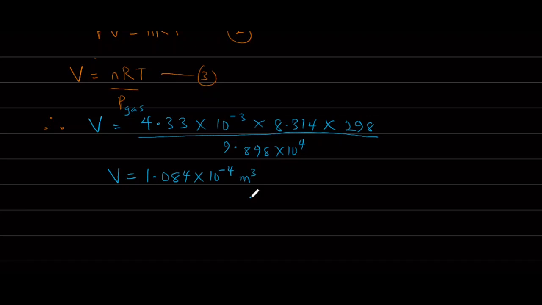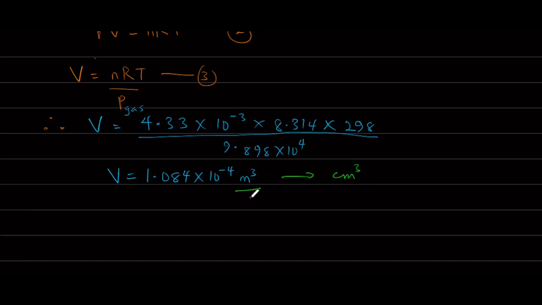Why is it meter cube? Since the R that we have used is expressed in Newton meter per mole per Kelvin, and the pressure is expressed in Newton per meter square, the unit for the volume is in meter cube. But the question gave us a conditional statement that we should express the volume in centimeter cube. That means we need to convert our answer, which is in meter cube, to centimeter cube. You can check out the previous video that I did on the conversion process so as to understand how we are going to do this conversion.